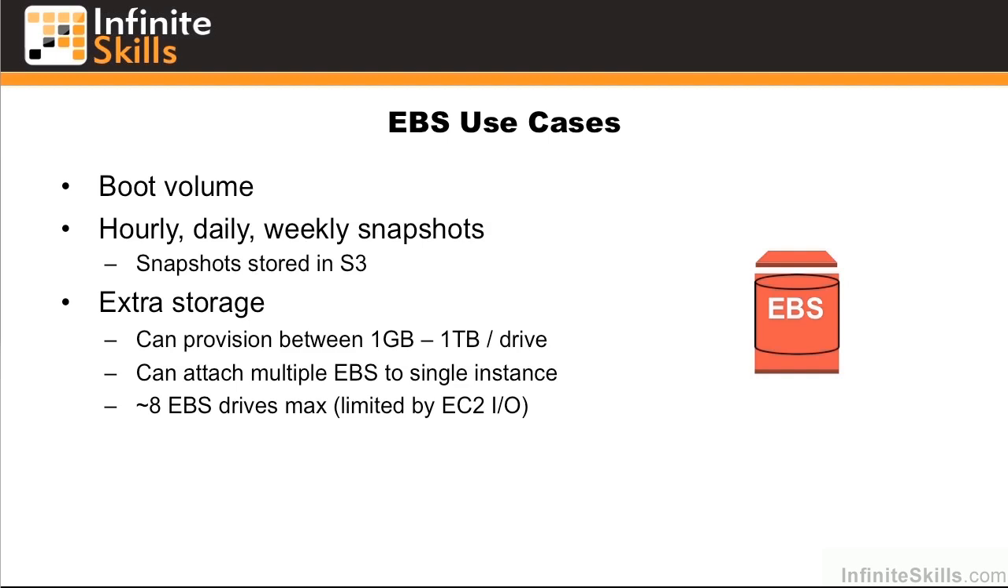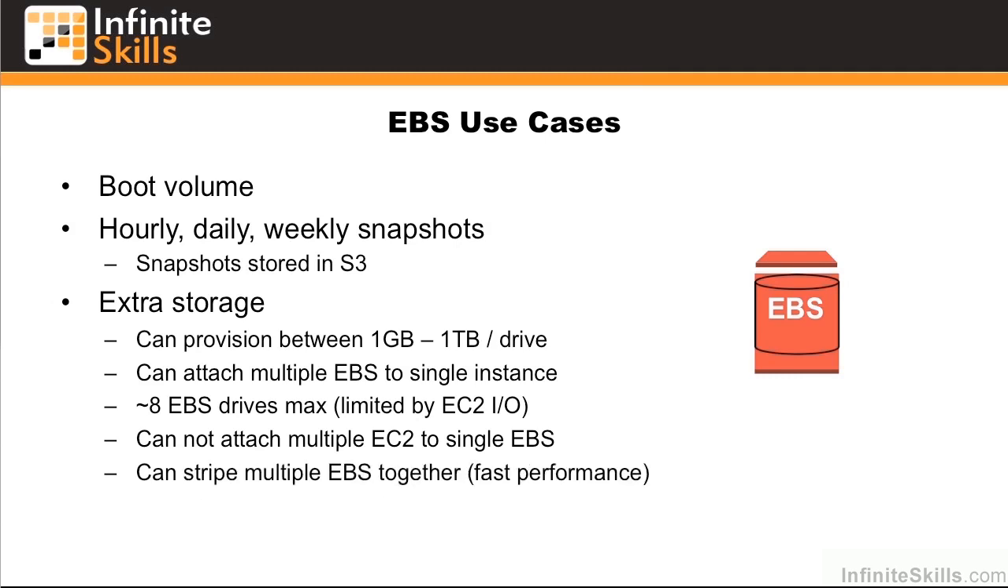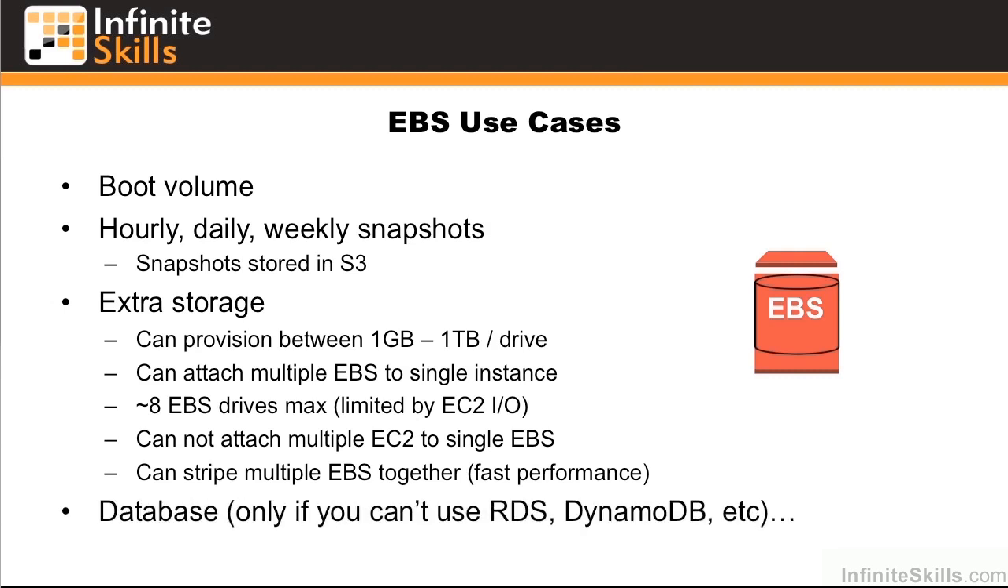You cannot, however, do the reverse. You cannot attach multiple EC2 to a single EBS. A single EBS volume can only be attached to a single EC2 at any given time. You can stripe multiple EBS together for fast performance. You may also want to consider using EBS as a database. Really, the only time you want to consider this is if you decide you cannot use RDS or DynamoDB or SimpleDB or another one of the offerings that Amazon provides.